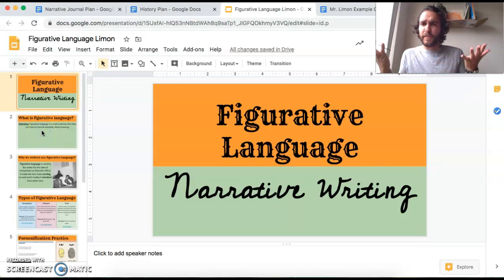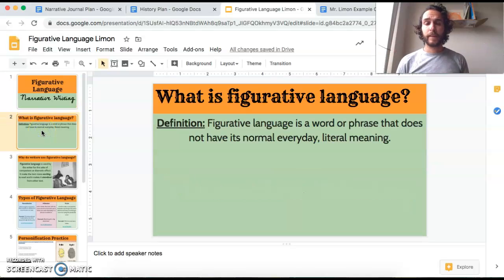Well, what is figurative language? Let's find out on the next slide. So the definition of figurative language is a word or phrase that does not have its normal, everyday, literal meaning. Meaning it's fancy language. It's kind of a playful way to talk. Whenever we exaggerate when we're telling a story, that's figurative language of some sort. Today we're going to focus on 3 examples. But first, let's find out why we should do that as writers.